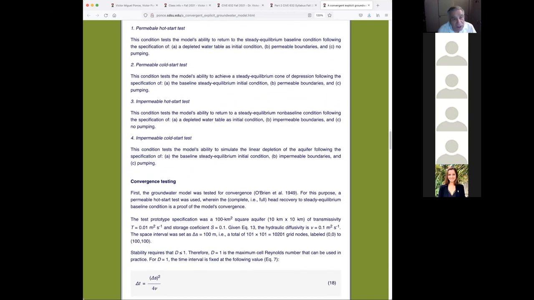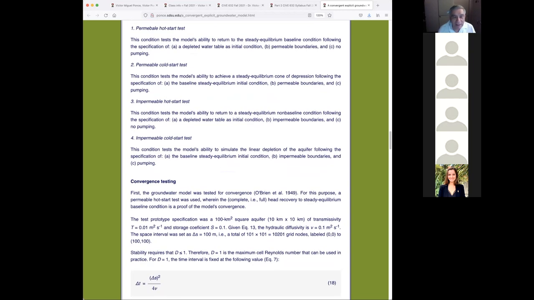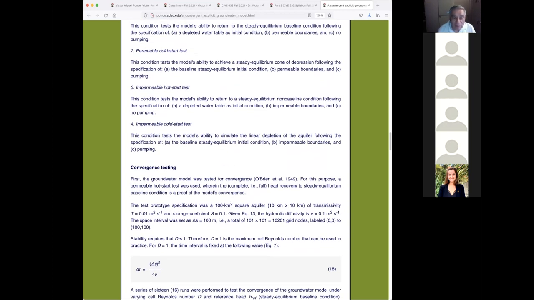Impermeable hot start. Since we have already had the permeable hot start and permeable cold start, we decided to go further, a little bit, I guess you could say, esoteric. Impermeable hot start. This condition tests the model's ability to return to a steady state following an impermeable boundary. In other words, you pump it, the boundary is impermeable, there's no water flowing in, and then you stop pumping, and then where does it return? It returns to a level much less than what it was before, because you drew a lot of water and you have no way of replenishing it, right? That's the third one. And the fourth one is impermeable cold start.